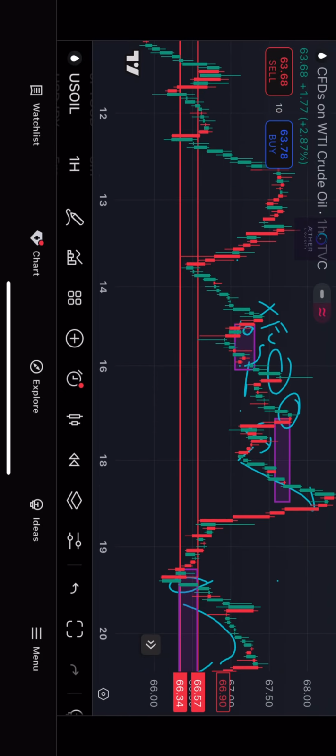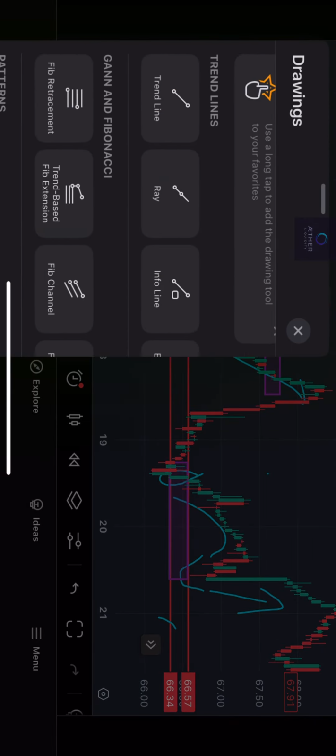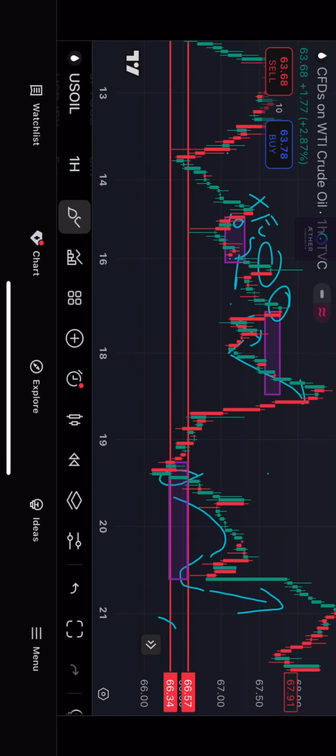Check this spot right here and this one too. See how price respected the zone, filled it and moved cleanly? That's what we want.